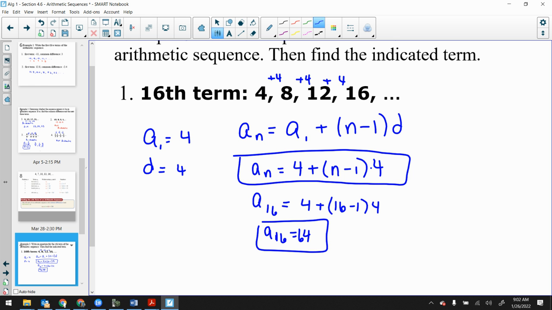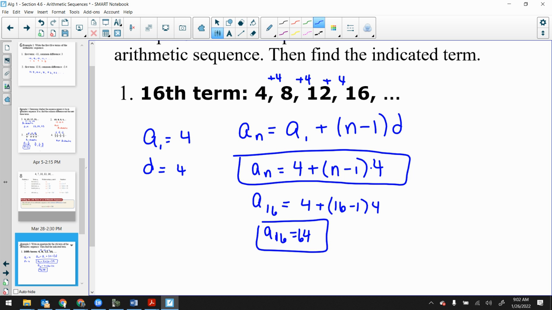Can you just write down 4 plus 16 times 4 for that one? It should be 4 plus 15 times 4. It's n minus 1 times 4. If you did 16 times 4, you'd be finding the 17th term. That's because for the first term, I didn't add on any common difference, so it's always going to be 1 less. You have to put that minus 1, or you can just put 4 plus 15 if you know it's always going to be 1 less. If you put 15 instead of 16 minus 1, that would have been correct.